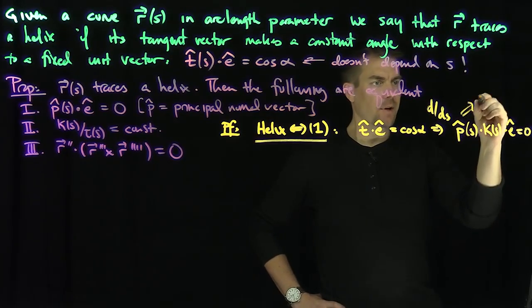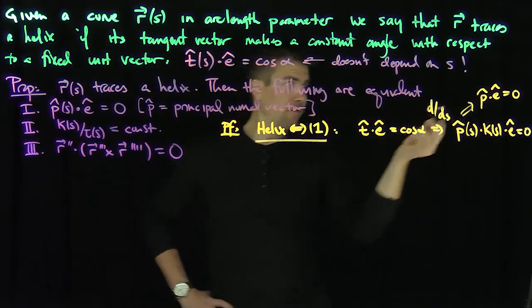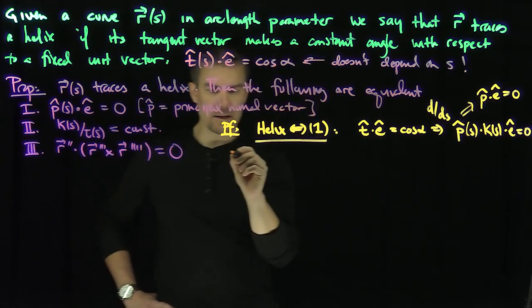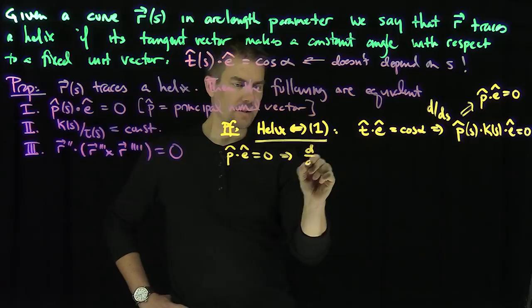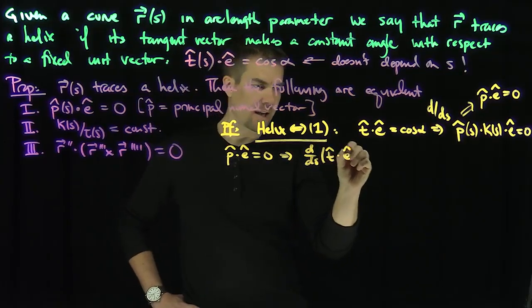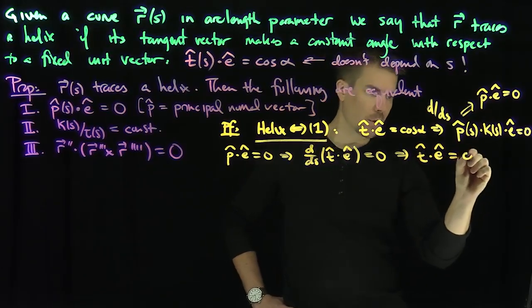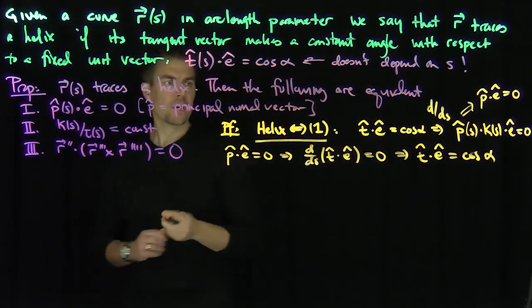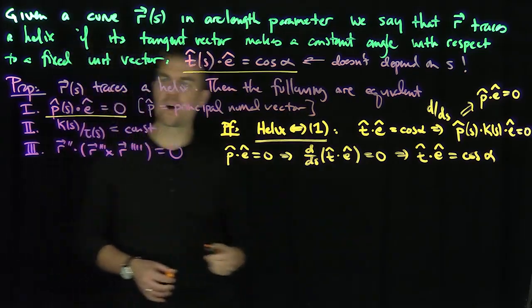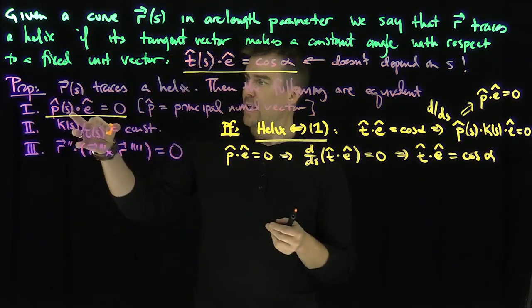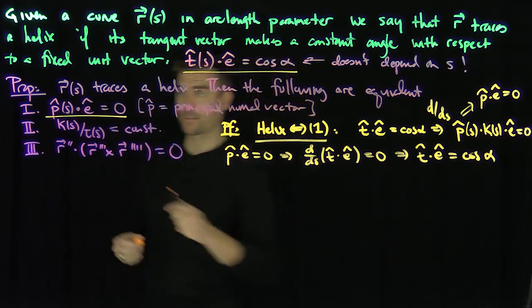And of course that implies what? That implies that p hat dot e hat is equal to 0. Analogously, if p hat dot e hat is equal to 0, that implies that d by ds of t hat dot e hat is also equal to 0, which forces t hat dot e hat to be a constant, which we can call cosine of alpha since they're both unit vectors, okay? So that shows that helix and 1 are equivalent. That's actually relatively straightforward just by ordinary differentiation, right? So now it suffices to say that a curve is a helix if and only if p hat is always orthogonal to a fixed direction, okay?